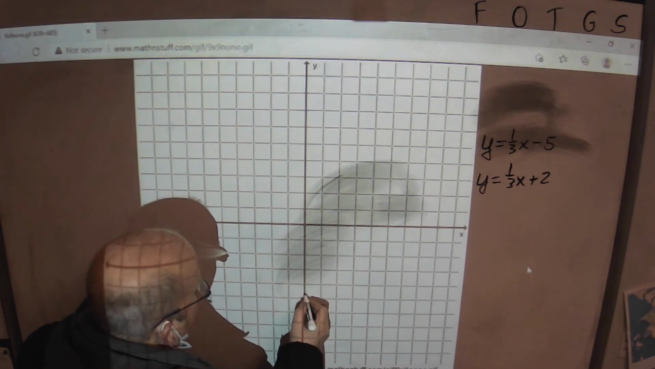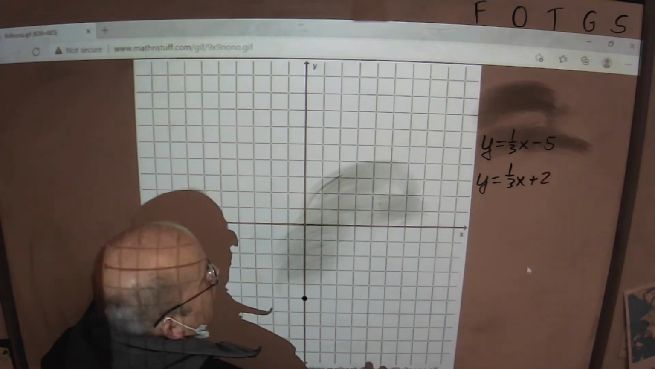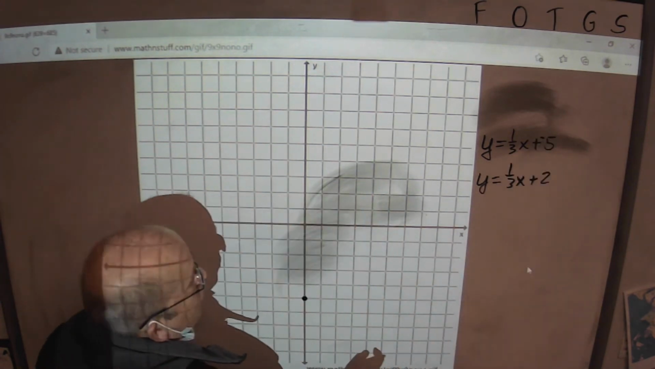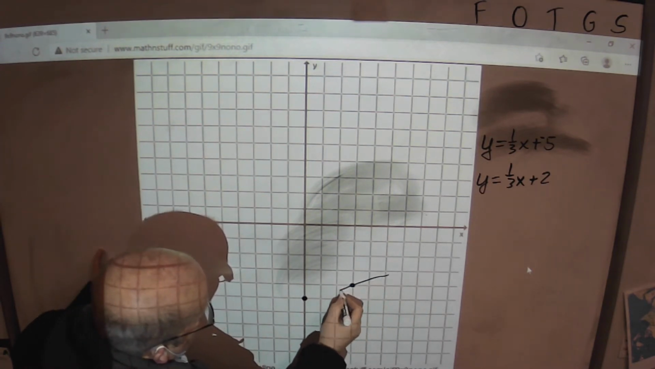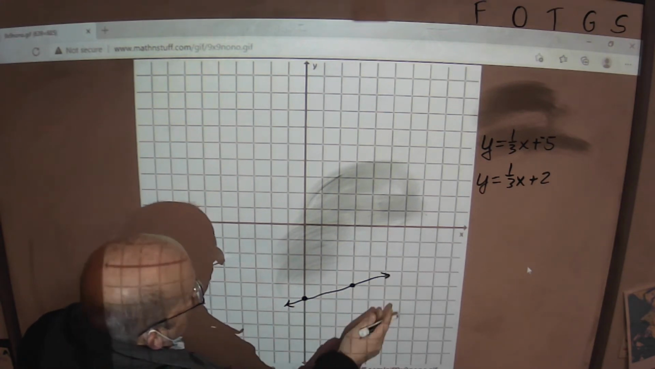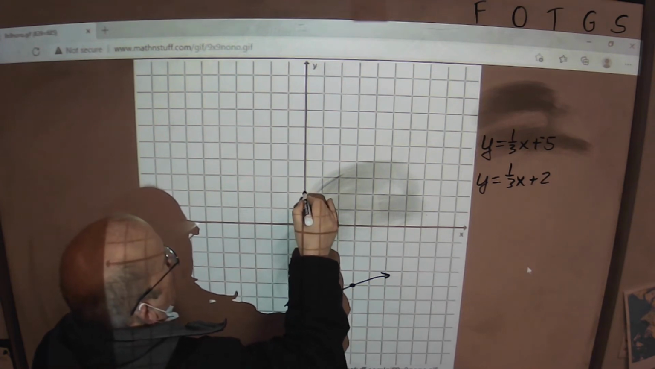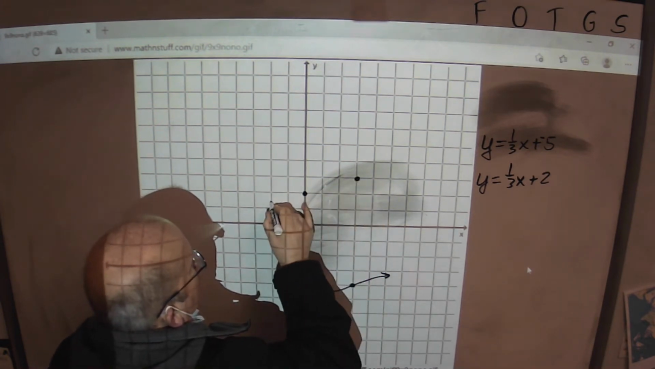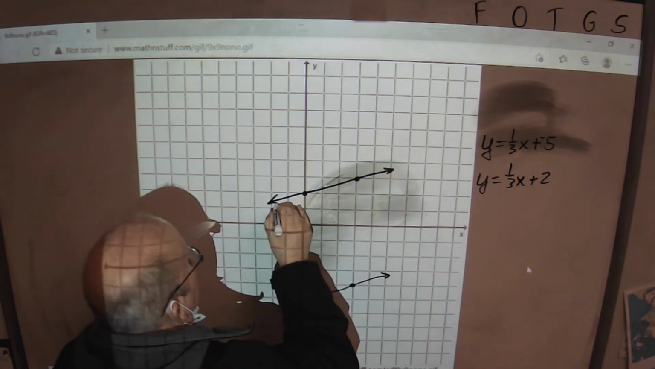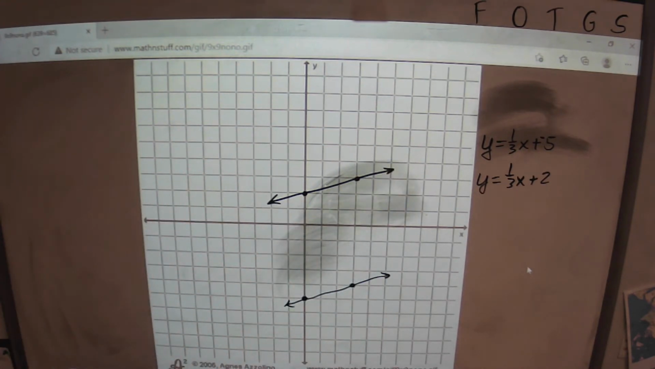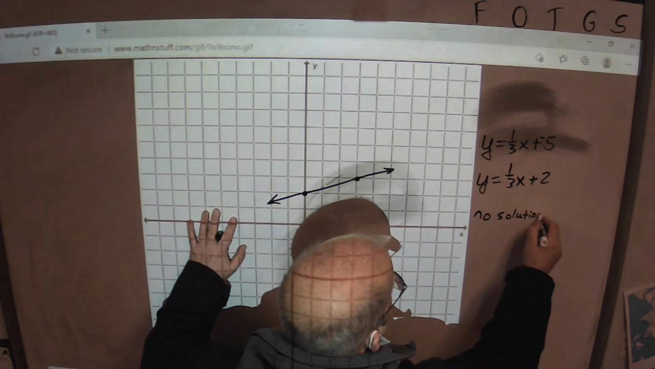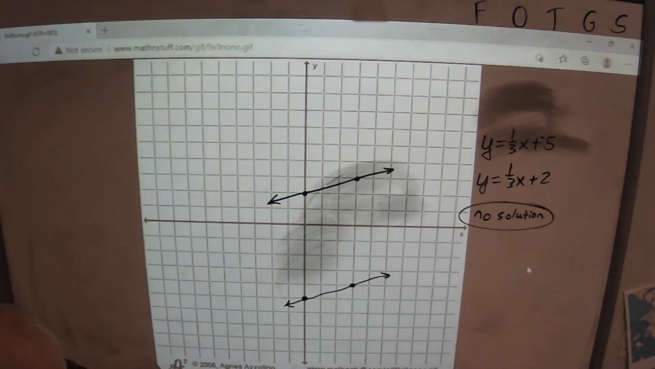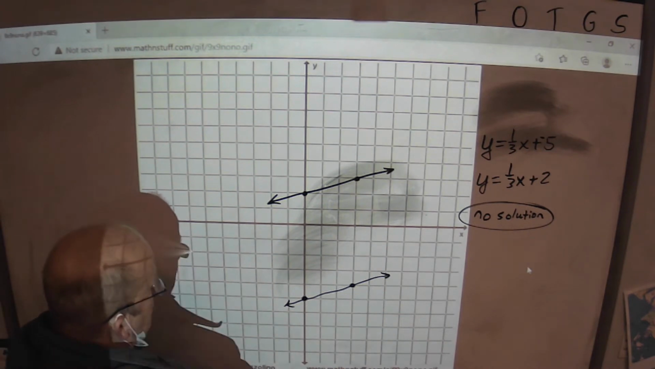I'm going to put a dot at -5 for this first one. And then, because subtracting 5 is really adding a -5, then I'm going to go up 1 and over 3 to put my second dot. And there's my line. Second one, I'm going to put a dot at 2. And I'm going to go up 1 and over 3 to graph the second line. Where do they meet? They don't meet because the lines are parallel. Therefore, the answer to this problem is no solution. If the lines are parallel, the answer is no solution. Let's try another one.